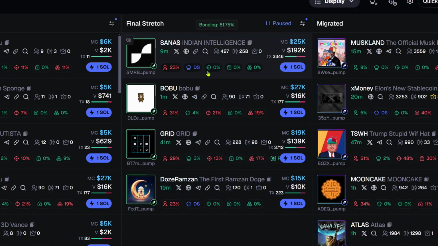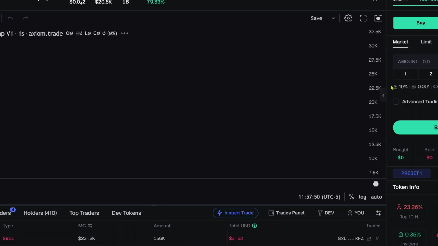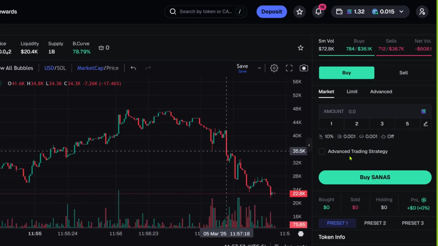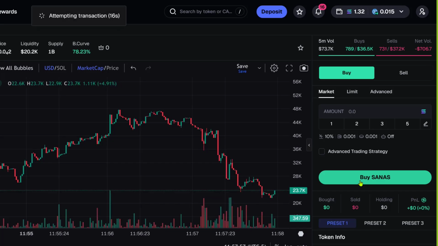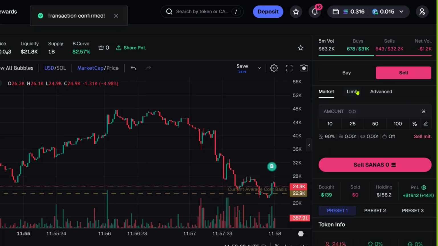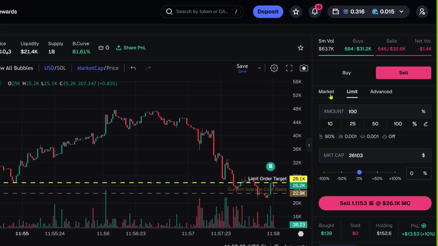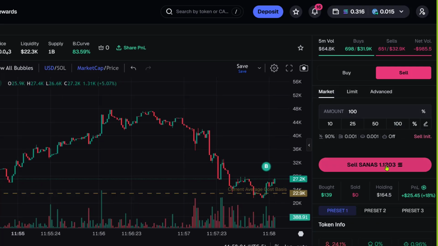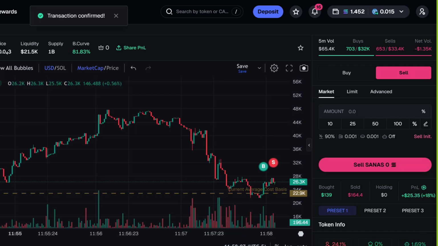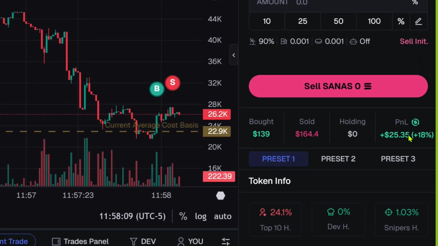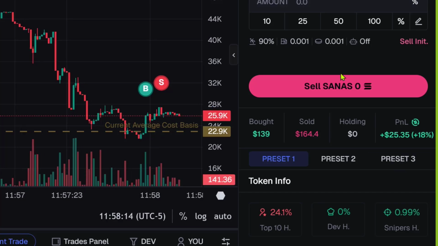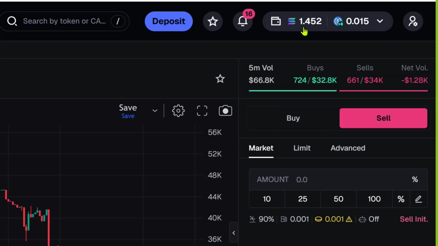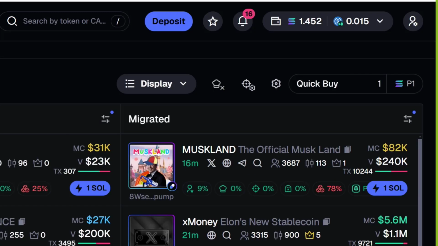This one here is interesting. It's been here for some time. I'll buy in there. Just did. And I sold. Look at that, 18%. See, guys? Scalping. That's how we scalp. Pick and choose. Right now, not too much on that one, but still nonetheless profitable, right? 1.452 is our SOL balance right now, guys. This is how you do it.